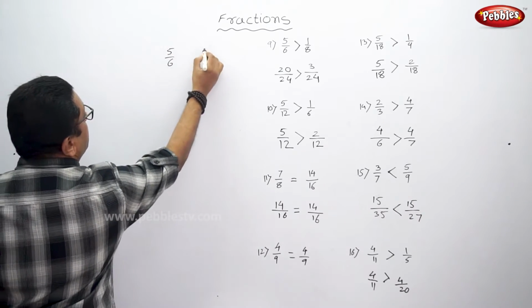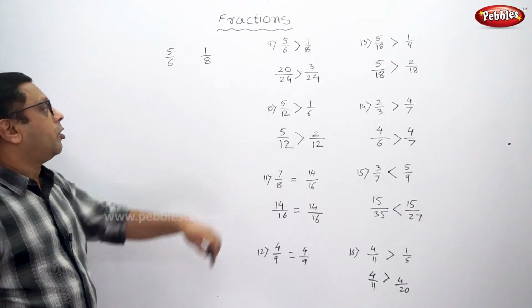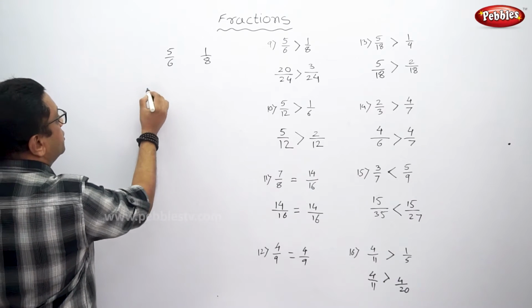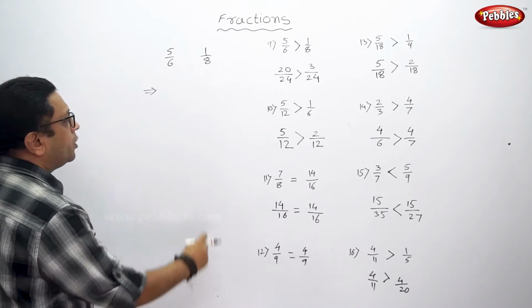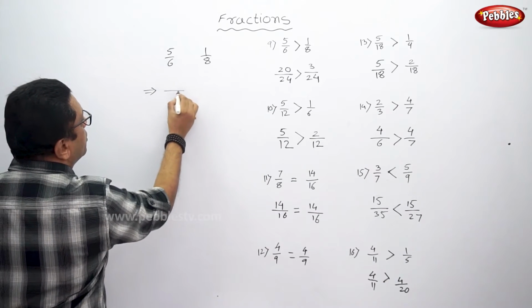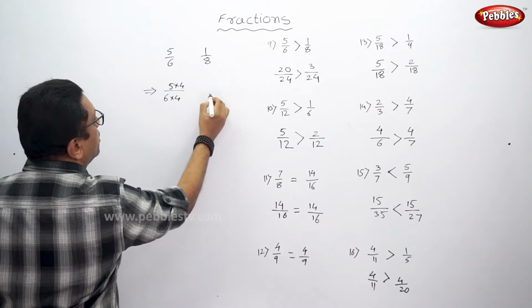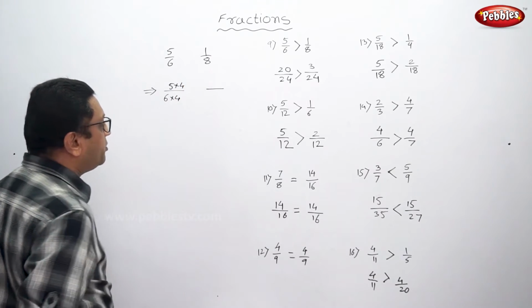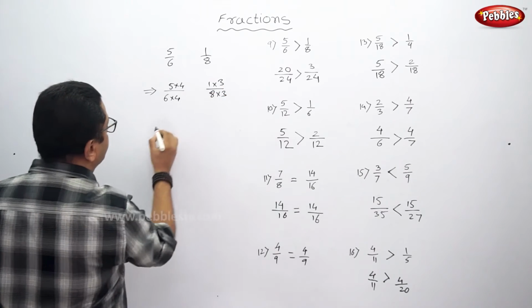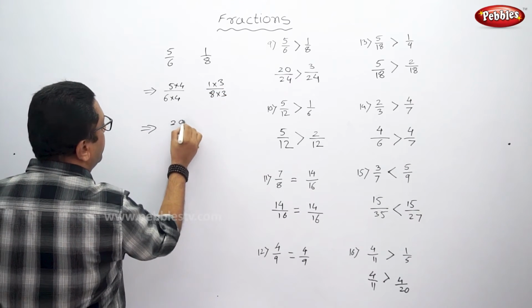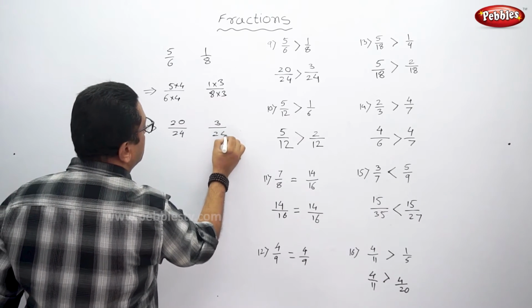5 upon 6 and 1 upon 8, and you are making the denominator common. So you show this, this implies that you have to multiply by 4. So 6 into 4, 5 into 4, and here you have multiplied by 3. So 1 into 3, 8 into 3. This implies that 20 upon 24 and 3 upon 24.